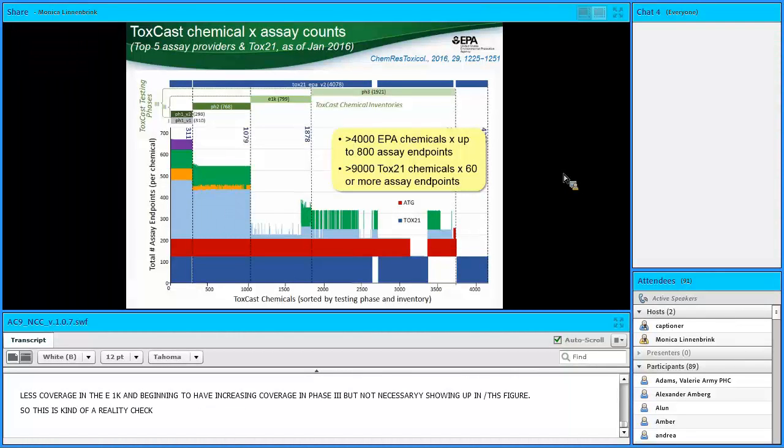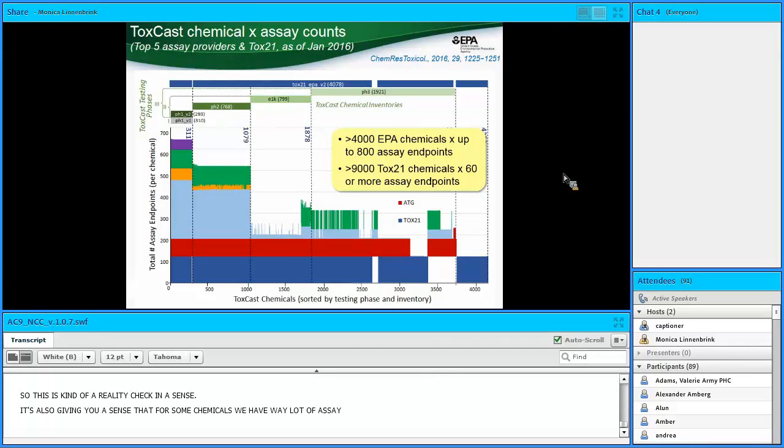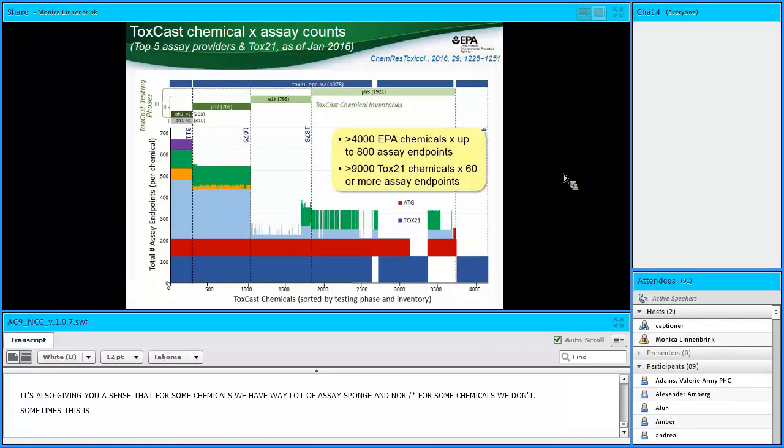It's also giving you a sense that for some chemicals we have a lot of assay coverage, for some chemicals we don't. Sometimes this is influenced by what chemicals were testable, available at the time the plates were submitted to the contractor, and so forth. And some chemicals we've run out of and could not reprocure. So there's a lot of practical considerations here.